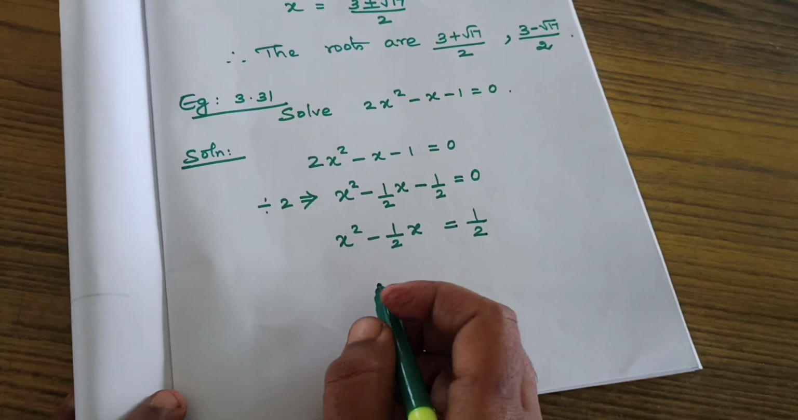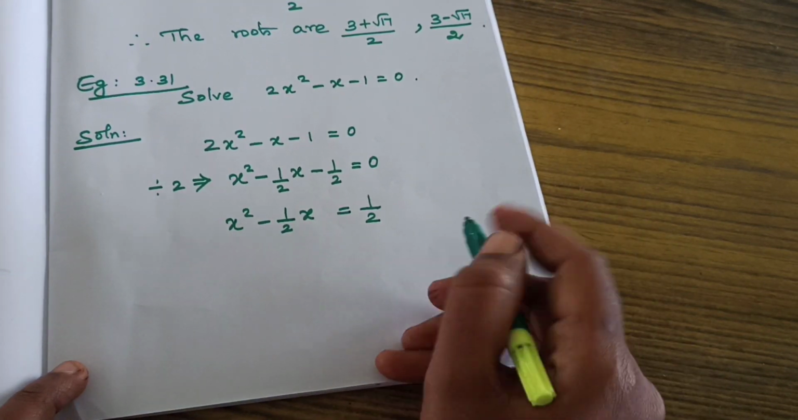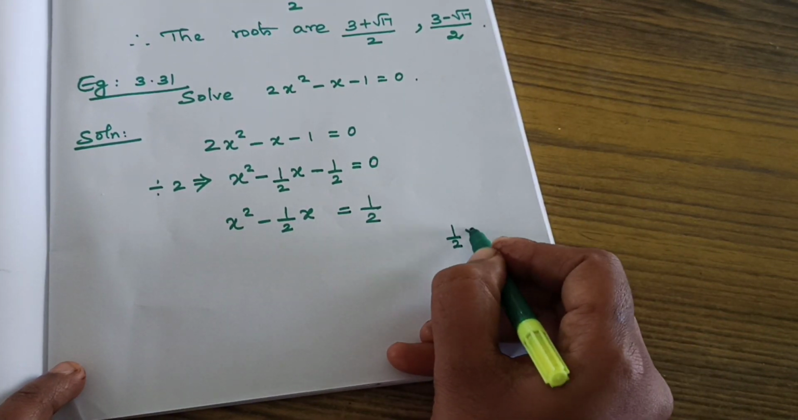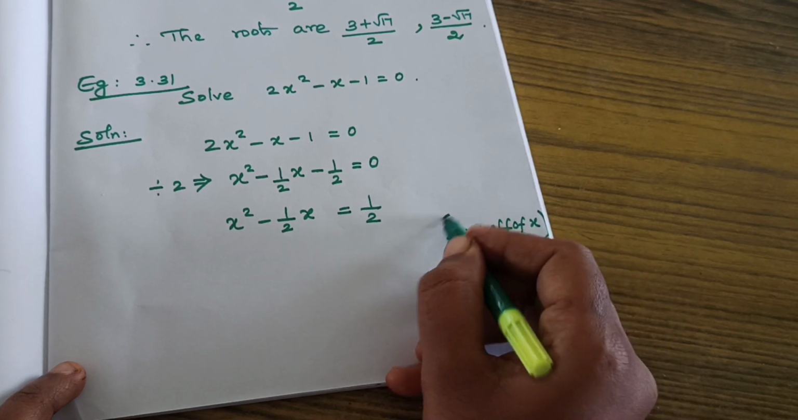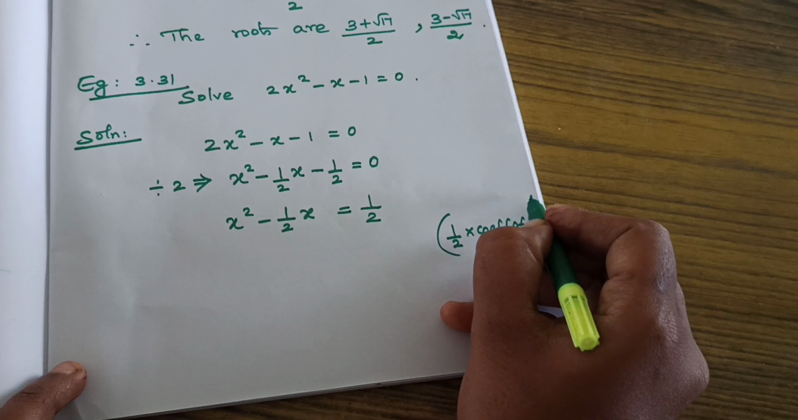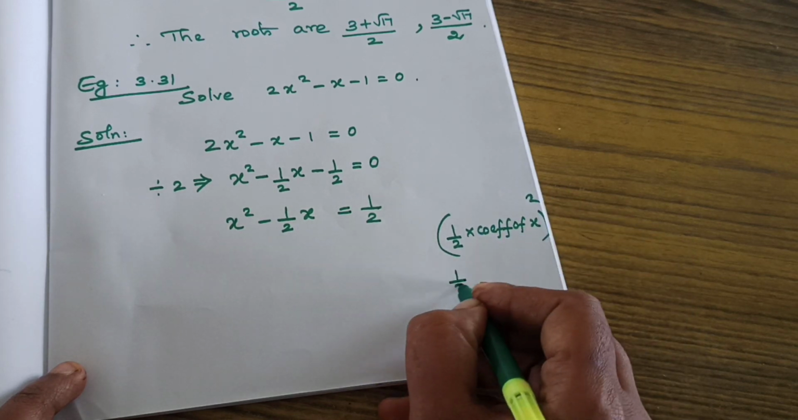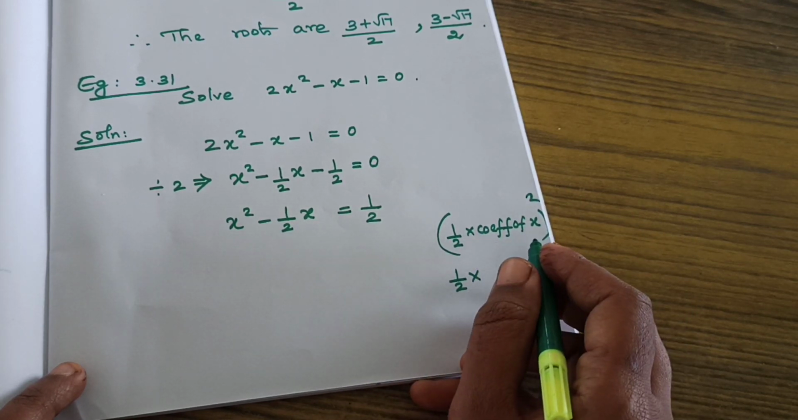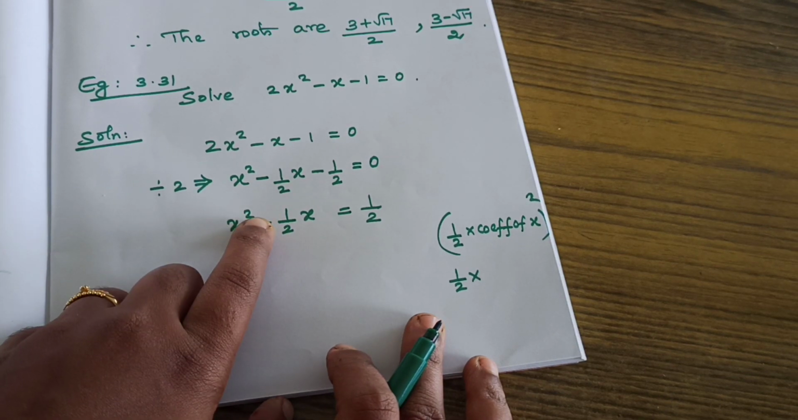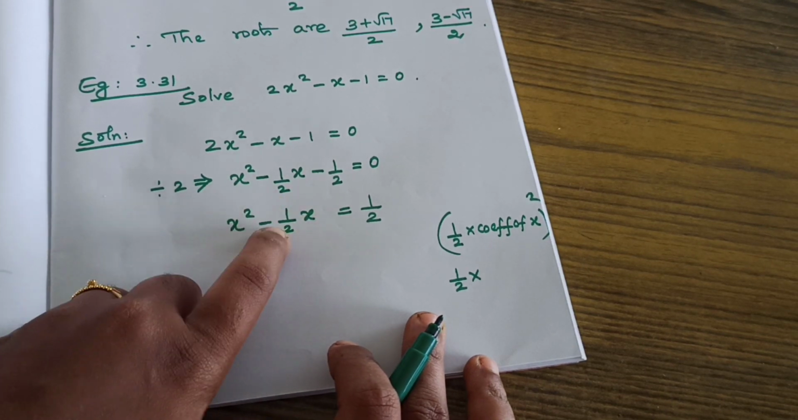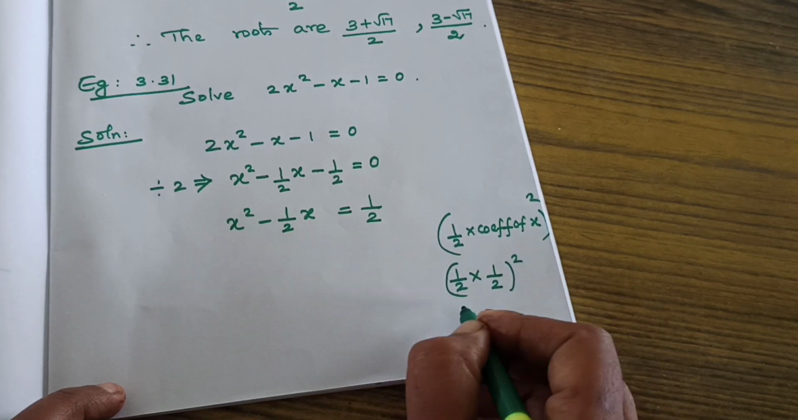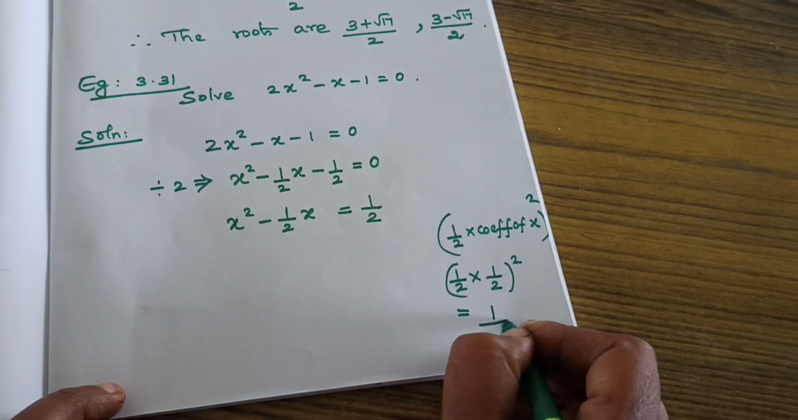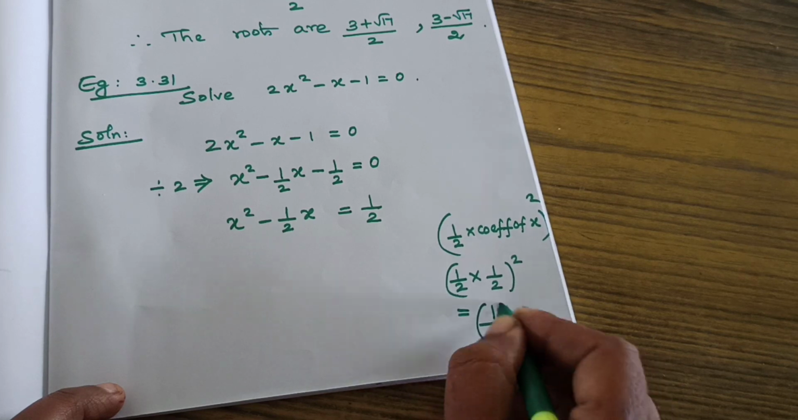Okay. What is the fourth step? Formula. What is the formula? Half into coefficient of x, the whole square. You need to add the square. So half into, what is the coefficient of x? The sign, no need to take, the number alone. So the x coefficient is 1 by 2. So just write here 1 by 2 the whole square, which is equal to 1 into 1, 1; 2 into 2, 4. The whole square.